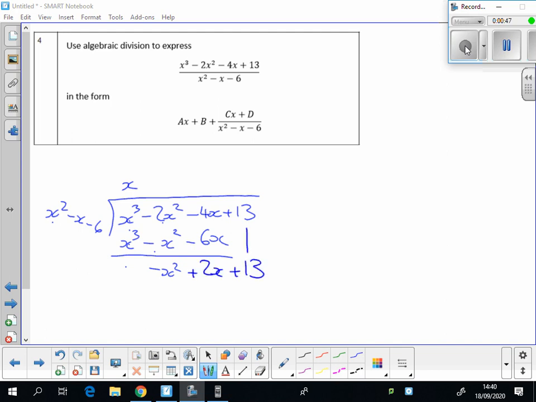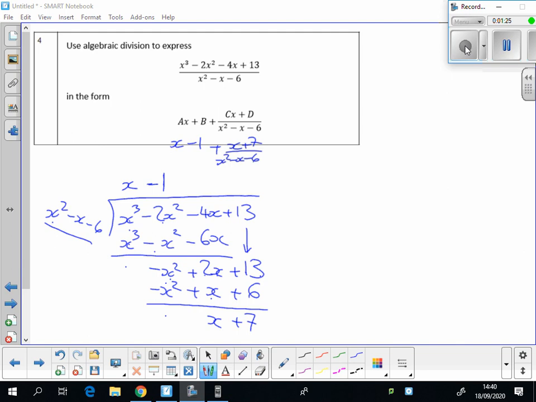And bring down the 13 as well. And now repeat the process. How many of these are there in this? Well, it's minus one of them. Minus one of this would give you minus x squared plus x plus 6. See what's left. That cancels out, that's why we did it. 2x take away x is x, and 13 take away 6 is 7. So the answer is x minus 1 plus x plus 7 over the quadratic.